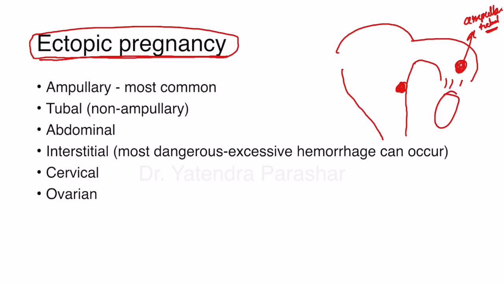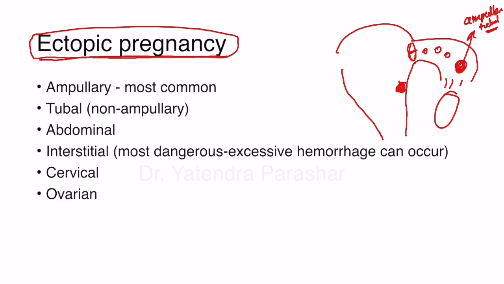Or it moves slightly further on the inner side of the tube, but does not reach the uterine cavity. So other tubal non-ampullary types of ectopic pregnancies can occur, and the most dangerous is if this implantation occurs in the interstitial portion of the uterine tube, which is the narrowest portion of the uterine tube. So complications like excessive hemorrhage are more common in the interstitial implantations.